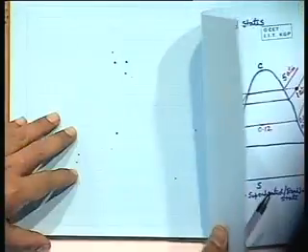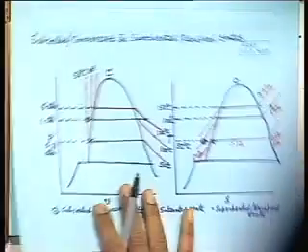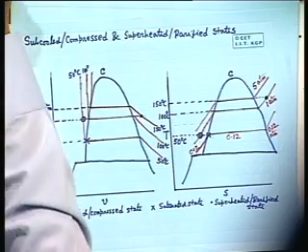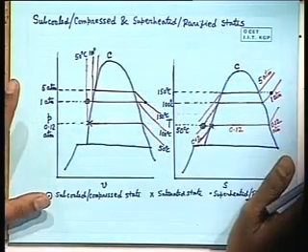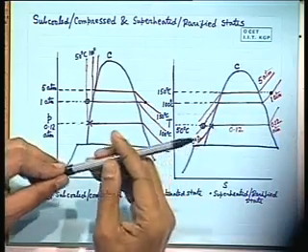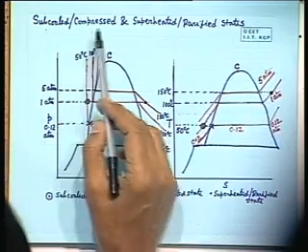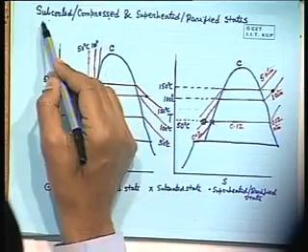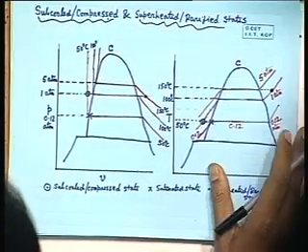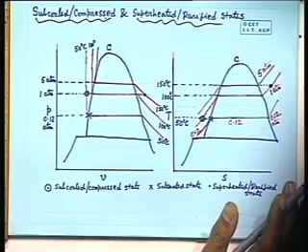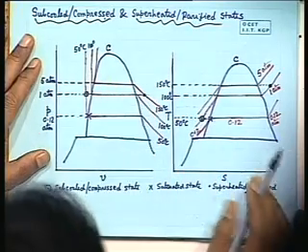Now with respect to this, I will tell you what is known as subcooled or compressed and superheated and rarefied states. This is another concept. It should be clear that subcooled or compressed, they are the synonymous thing, or superheated and rarefied state. A very concrete example I have shown here.